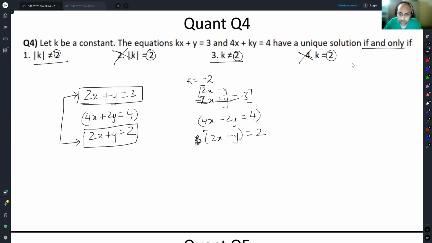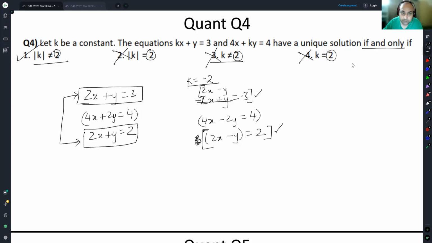If I take out 2, I divide. Again, the same problem occurs. Here I'm getting 2x minus y is equal to minus 3. I'm getting 2x minus y equal to 2. Variables cannot change values across equations. So k equal to minus 2 is also not possible. And at this time, I can eliminate option 3. I can say answer has to be option 1.